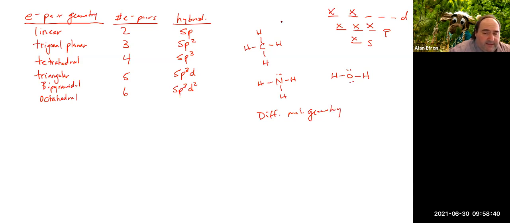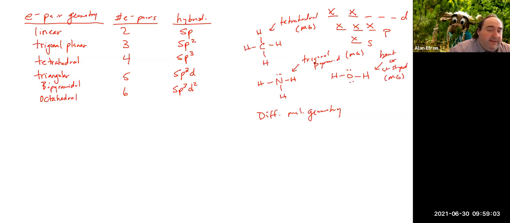This guy is tetrahedral for the molecular geometry. This guy is trigonal pyramid for the molecular geometry, and this guy is bent or V-shaped for the molecular geometry. So again, the hybridization is not tied to the molecular geometry, but what they all share in common is the same electron pair geometry, how the electrons are arranged. They all have the same electron pair geometry.